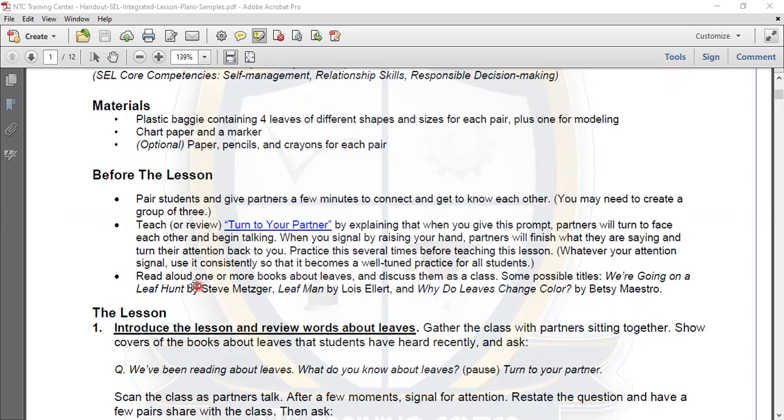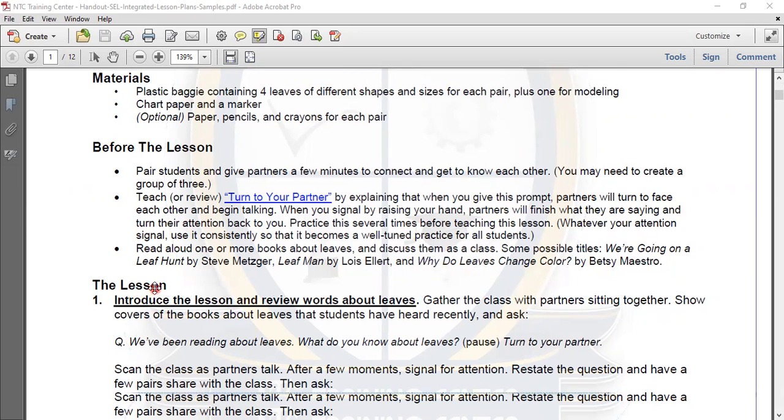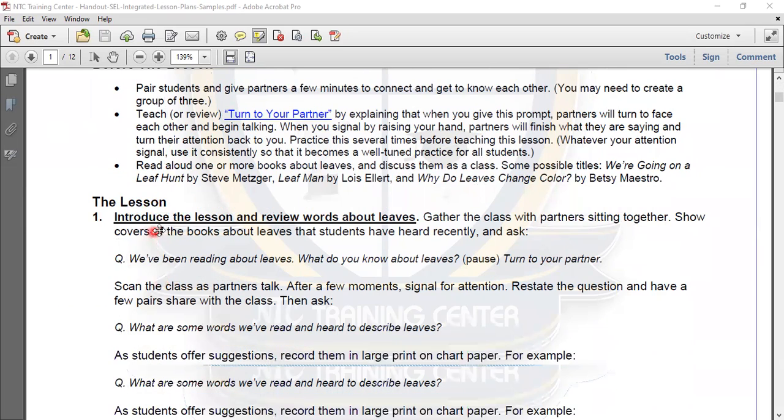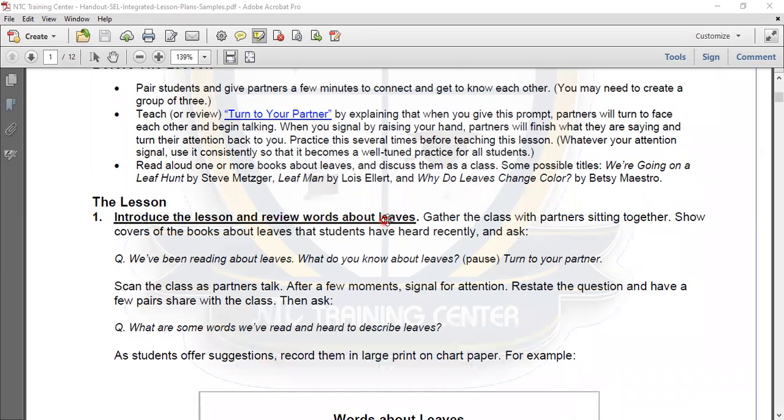Read aloud one or more books about leaves and discuss them as a class. Some possible titles are: Leaf Hunt by Steve Metzger, Leaf Man by Lois Ehlert, and Why Leaves Change Colors by Betsy Maestro. Lesson 1. Introduce the lesson and review words about leaves.